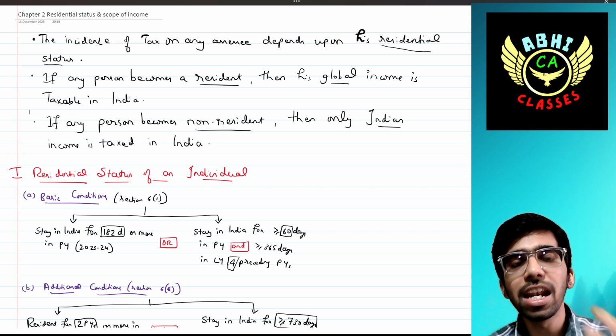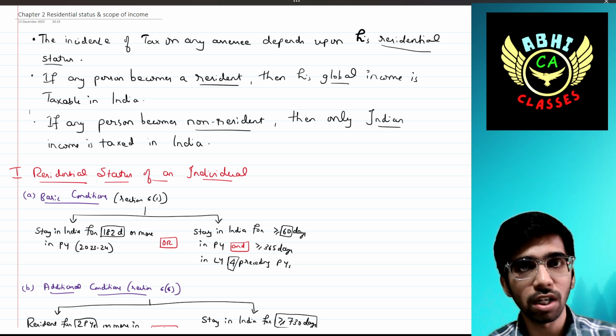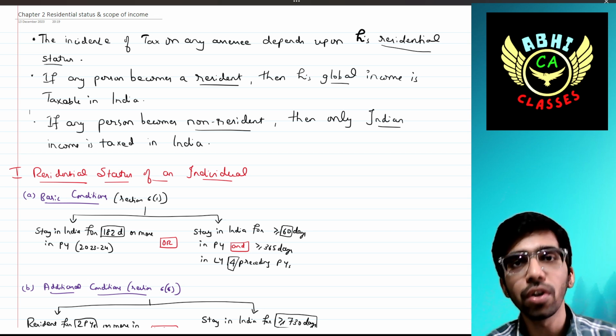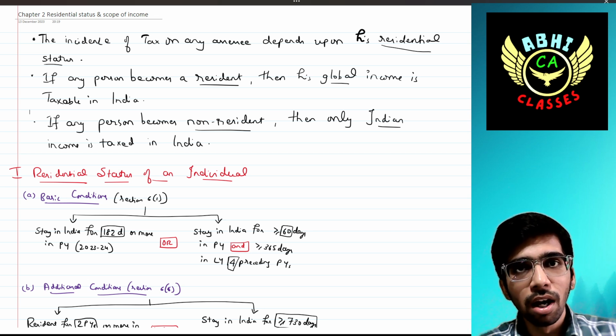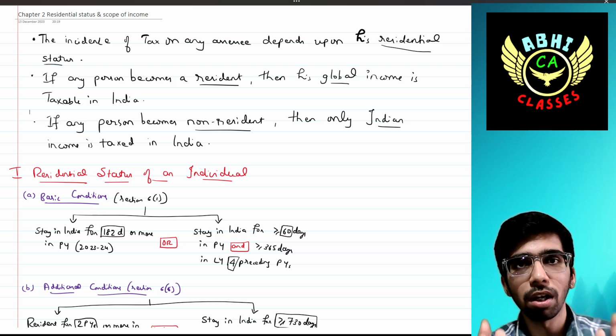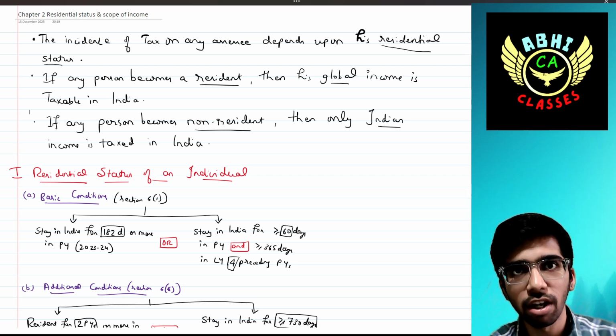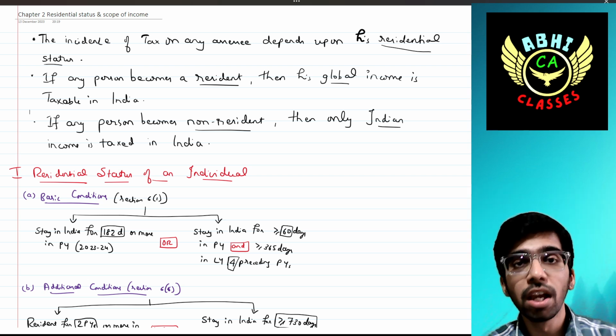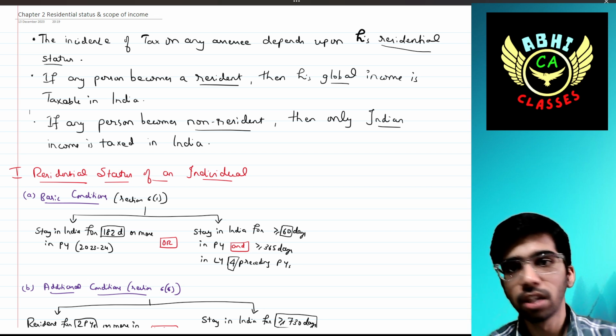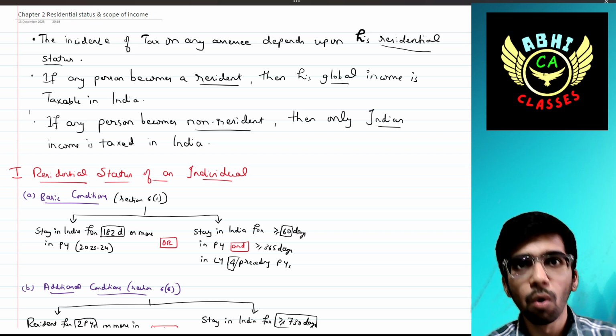If any person becomes a resident on satisfying any of the conditions specified hereunder, his entire income all around the world is taxable in India. If he is a non-resident, then only Indian income is taxed in India. Understanding, right? So this is a basic concept.